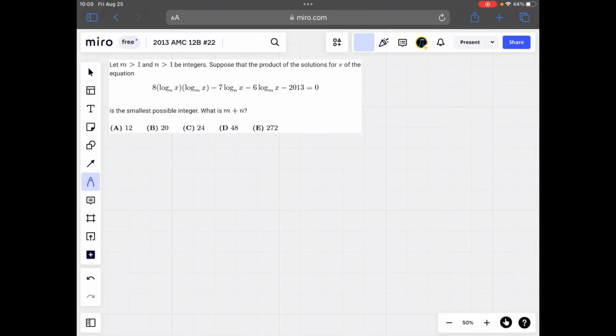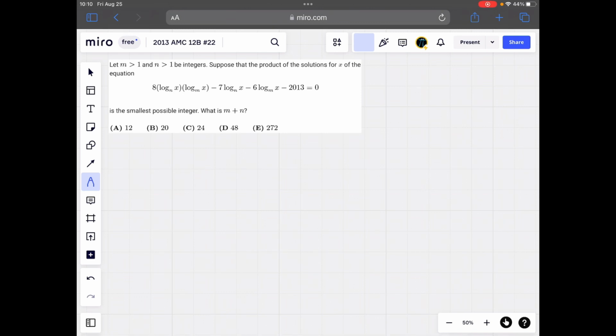Let m and n greater than 1 be integers. Suppose the product of the solutions for x of the equation 8 log_n x times log_m x minus 7 log_n x minus 6 log_m x minus 2013 equals 0 is the smallest possible integer. What is m plus n?